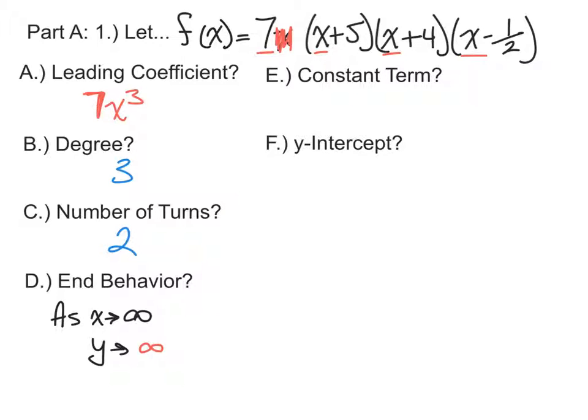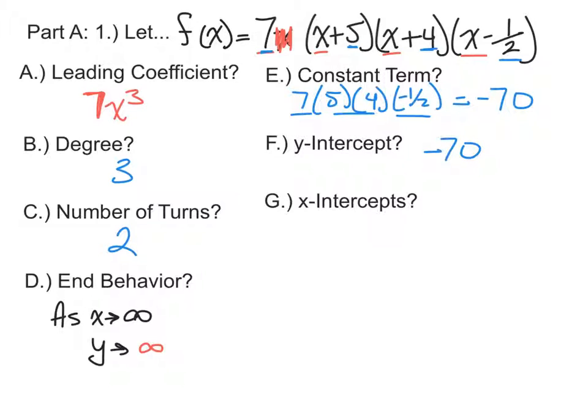Next, to find the constant term, we're going to go back to the polynomial and this time multiply the 7 by all of the numbers. The 5, the 4, and the negative 1/2. So 7 times 5 times 4 times negative 1/2. That's going to be 20. Half of 20 is 10, and negative makes it negative 10, times 7 is negative 70. That'll be our y-intercept.